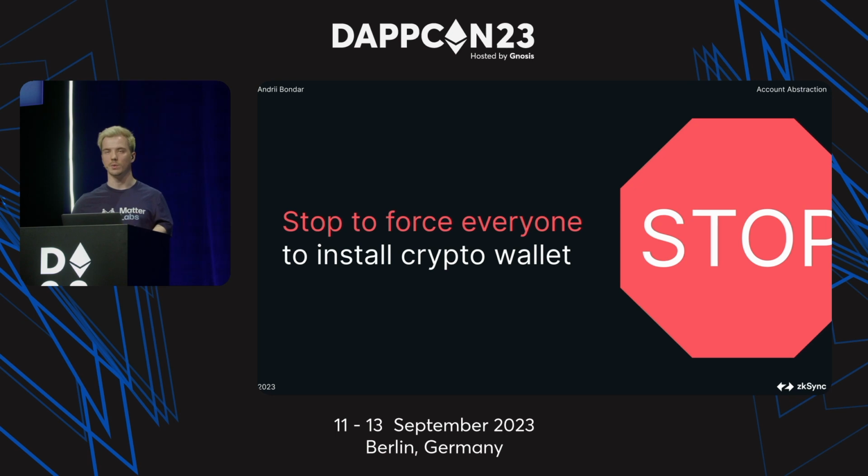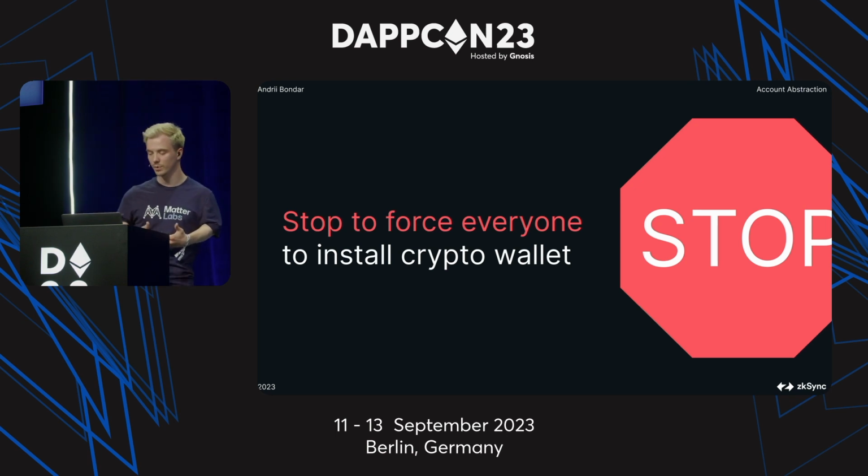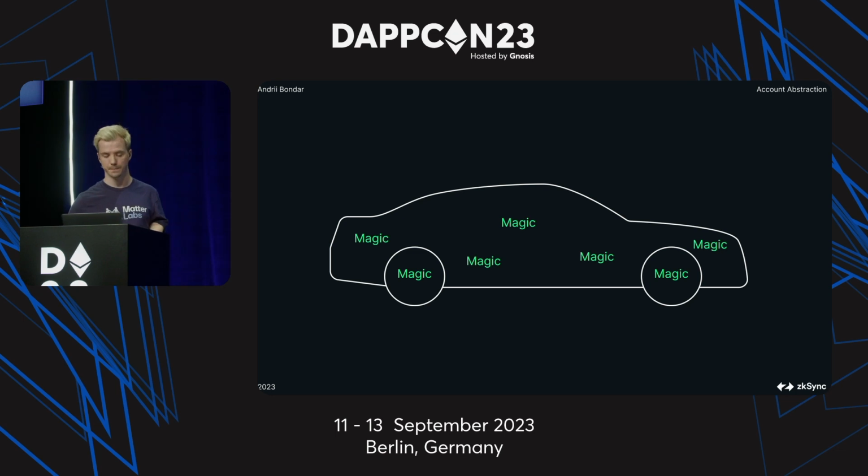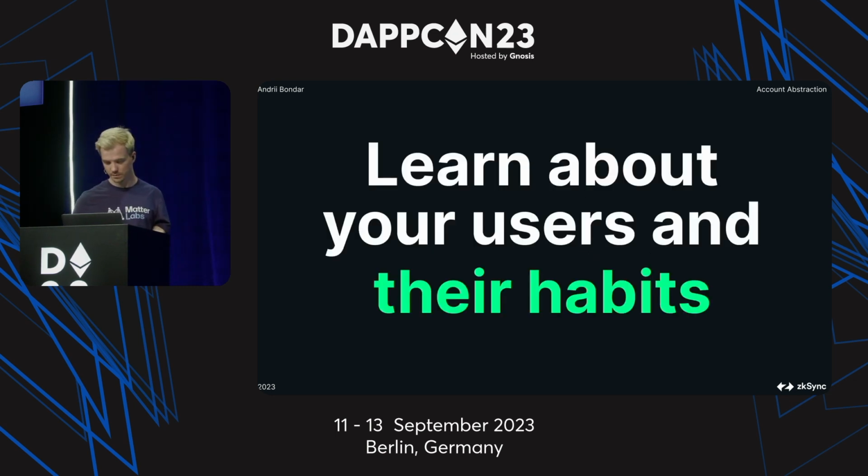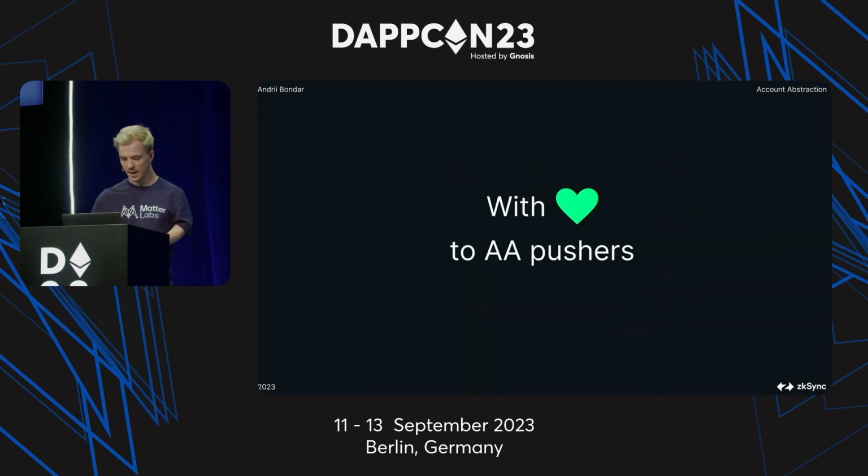Stop forcing everyone to install a crypto wallet to push mass adoption. They don't even know how blockchain works. It's like driving a car. You can live driving and enjoy it without knowing how a car works inside. Learn about your users and their habits. Allow them to use your product in their own way with blockchain value, and they will love it. I thank everyone who is pushing account abstraction forward and making this mass adoption close.